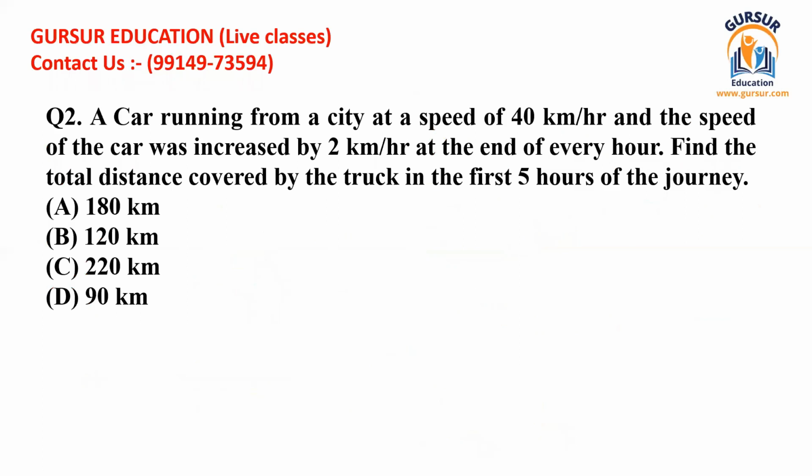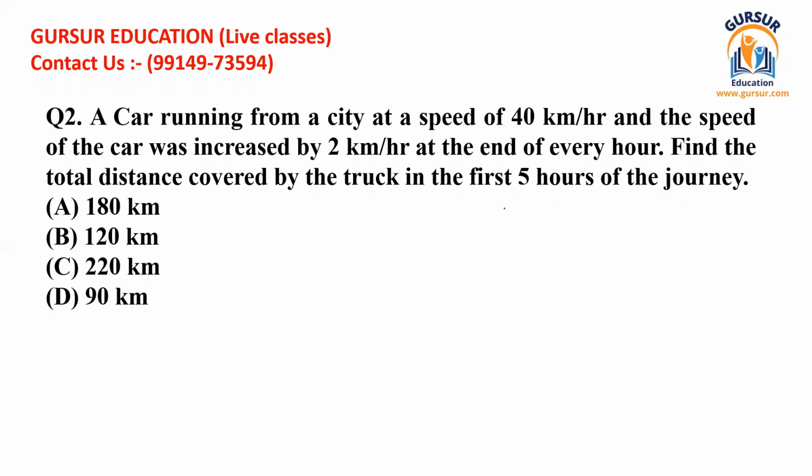So this is question number two, and it's saying that a car running from a city at the speed of 40 kilometers per hour, and the speed of the car was increased by 2 kilometers per hour at the end of every hour. So the first speed is 40 kilometers per hour, and its speed is increased by 2 kilometers per hour at the end of every hour. It's asking what total distance the car will cover in the first 5 hours of the journey.